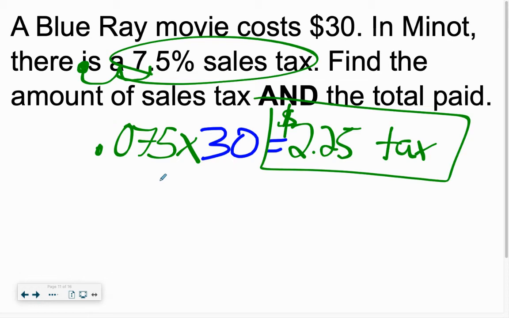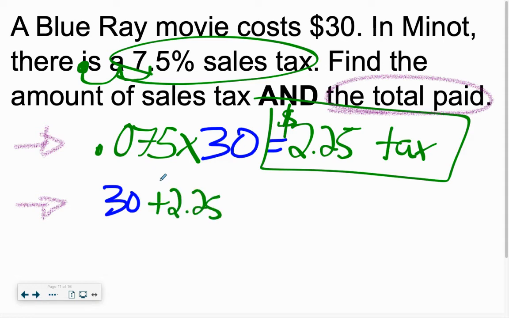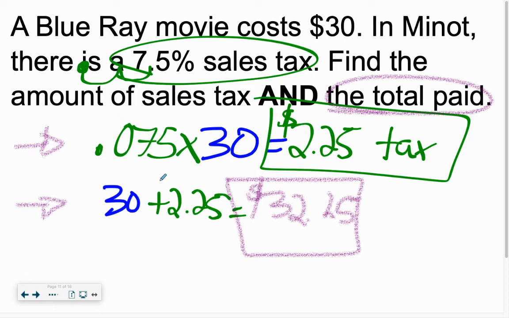But then they said, what's the total paid? So that involves step 1 and then step 2. If the movie is $30 and you have to pay $2.25, your total paid, the total cost for the Blu-ray player is $32.25.